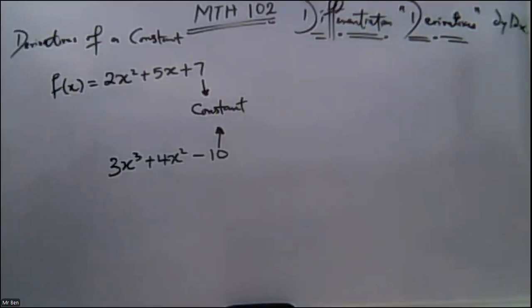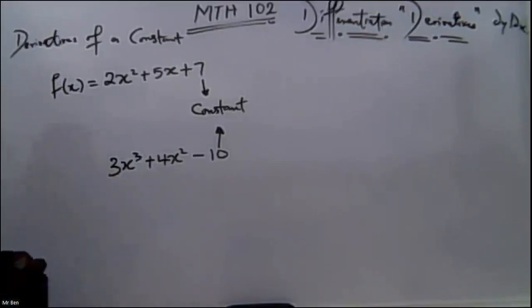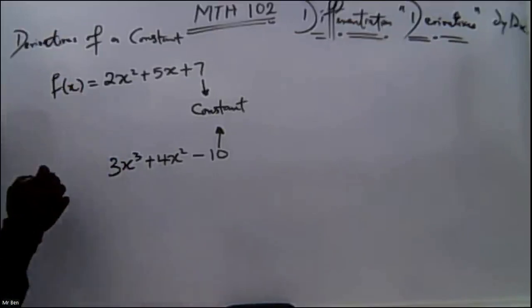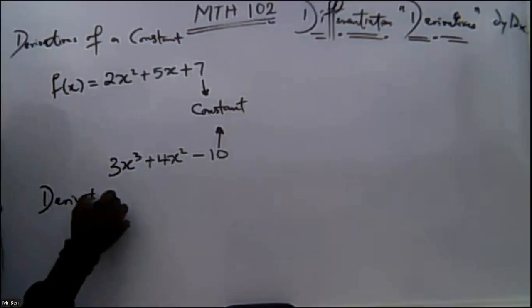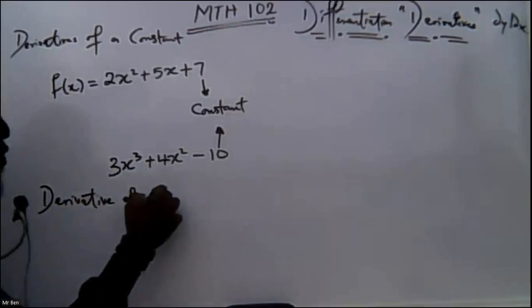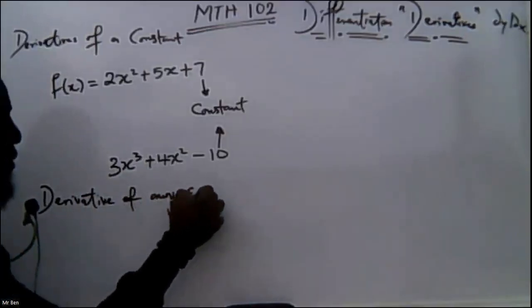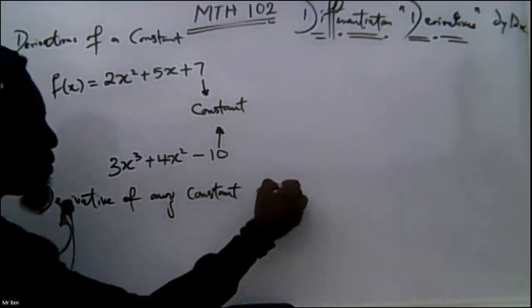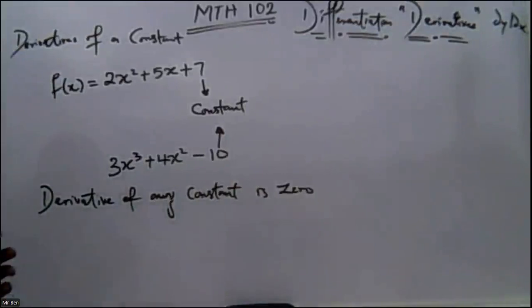Yes, we understand. Okay. Now, let's find the derivative of a constant. The derivative of any constant is 0. You can write it down: the derivative of any constant is 0.